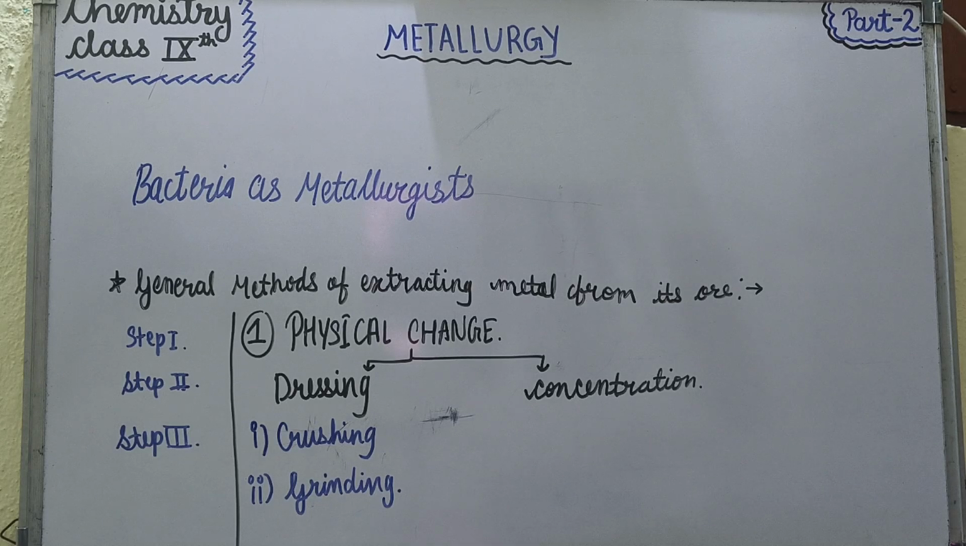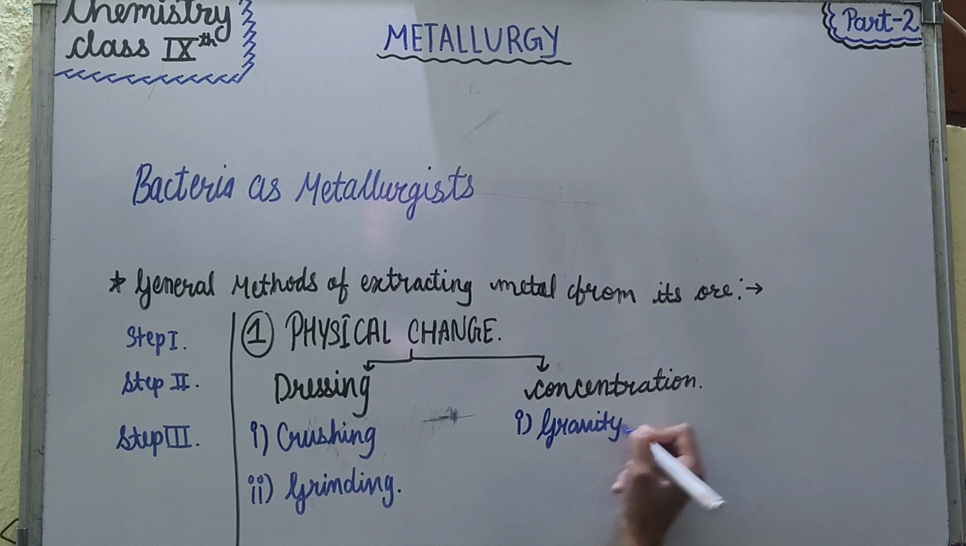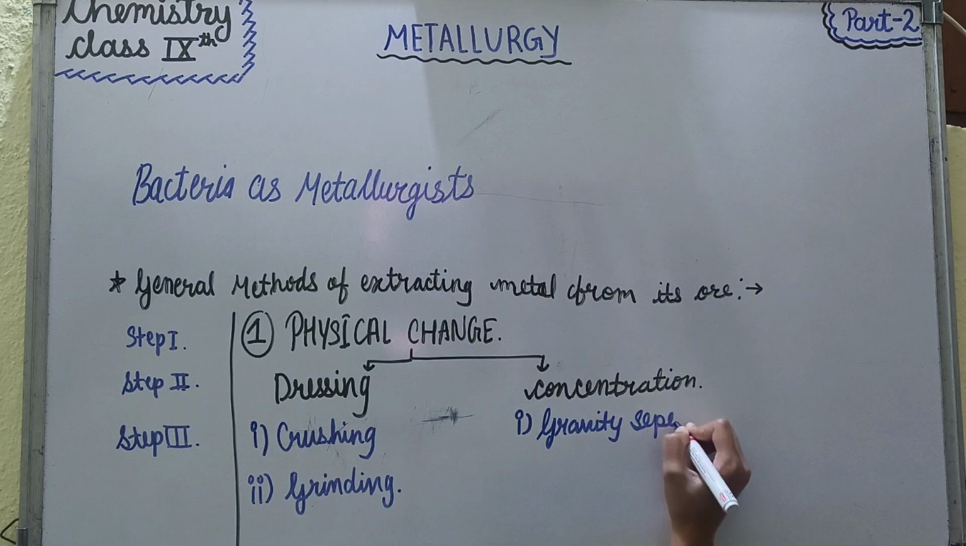Then the another type is concentration. Concentration is a process in which undesired particles are removed from the dressed ore. So there are three types of concentration. First one is gravity separation.